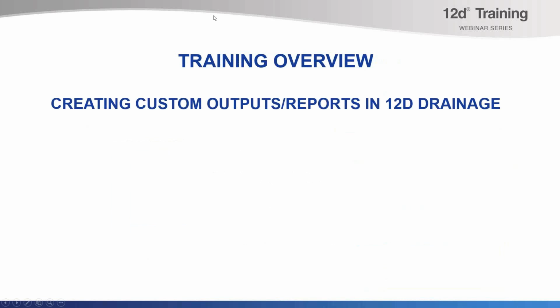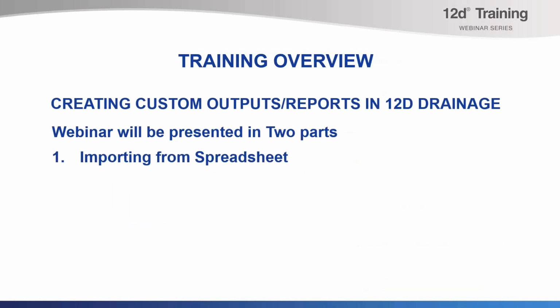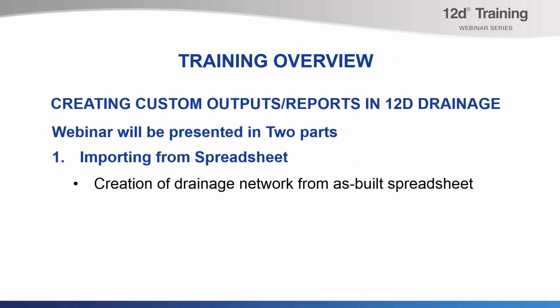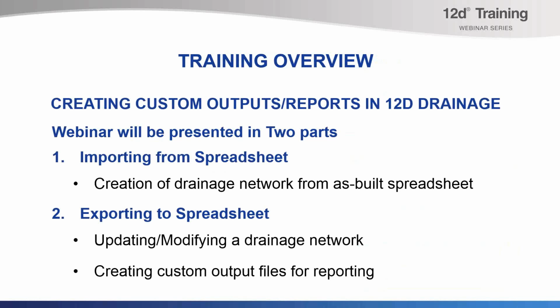Welcome to today's training webinar about creating custom output reports in 12D Drainage. The webinar will be presented in two parts as explained by Lisa. The first part will be importing from a spreadsheet, which will include the creation of a drainage network from an as-built spreadsheet format. Part number two will be the reverse. We'll be exporting from the 12D Drainage Network Editor back into a spreadsheet for the purposes of updating or modifying the drainage network or creating custom output files for custom reporting to your organization's requirements.